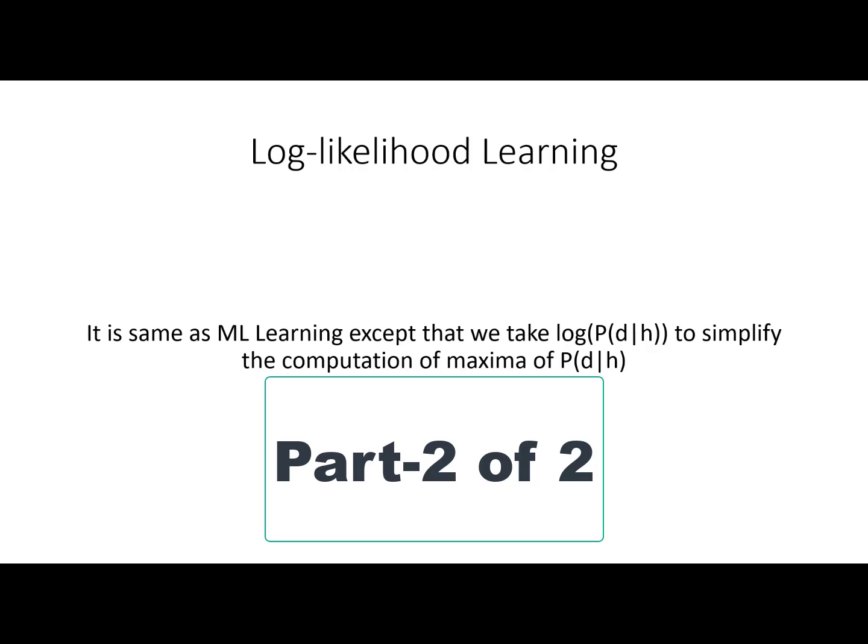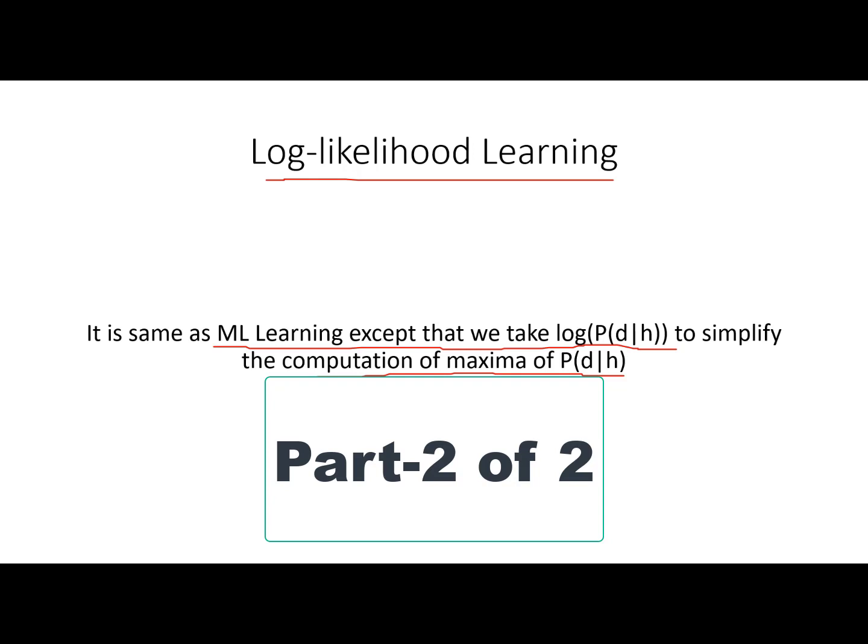In the previous example, we coined a term, log likelihood. We define log likelihood learning to be the same as maximum likelihood learning, except that we take the log of the probability of data given hypothesis in order to simplify the computation of the maxima of probability of d given h. So this logarithmic operation on the probability is applied to simplify the computation, which makes maximum likelihood learning the log likelihood learning in practice.